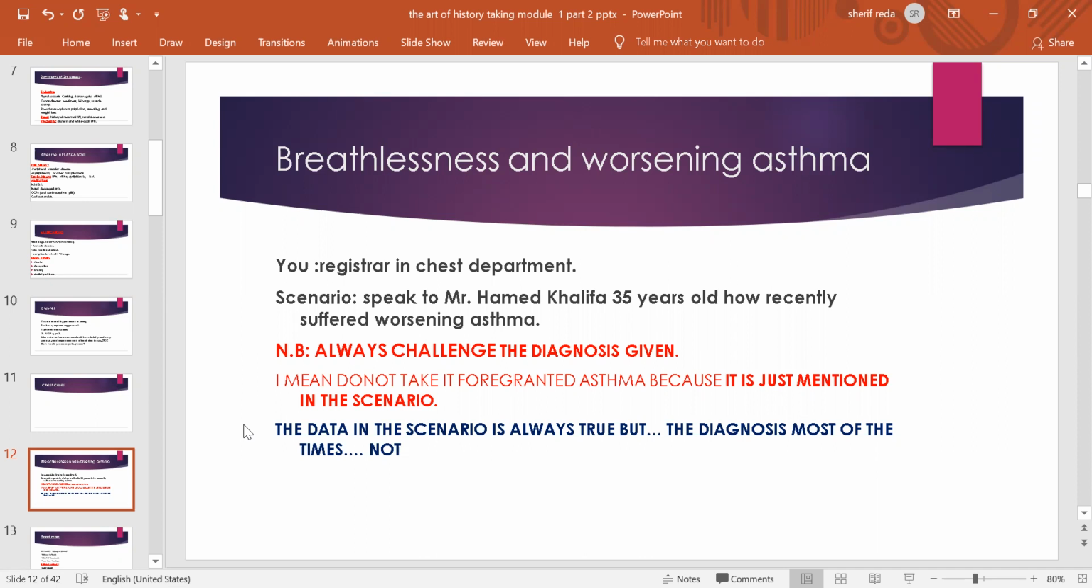So an advice here: always challenge the diagnosis. This is not only in the exam, but also in your daily practice. Because if two doctors label a patient with a diagnosis, it will be very difficult to change this diagnosis.